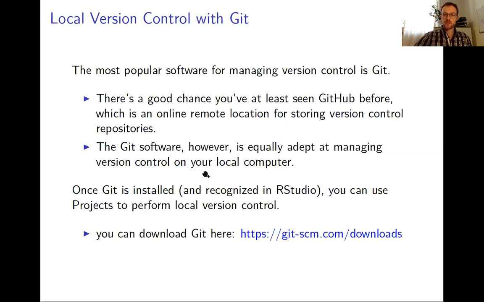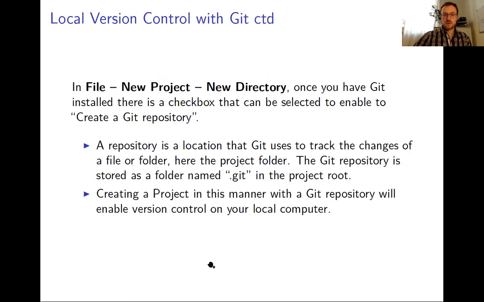So once Git is installed, you can use Git within the projects that you're starting. When you're starting a new project, you create a new directory, and then RStudio will ask you whether you want to create a Git repository. And a Git repository is essentially a folder that tells Git to keep track of changes that happen within this folder.